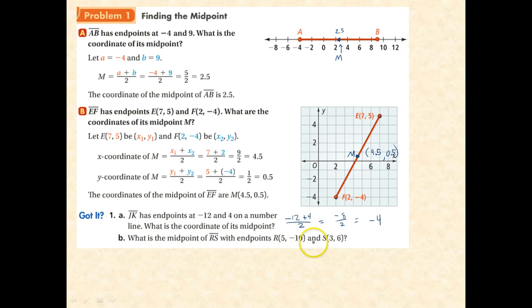What is the midpoint of RS? Well, the x coordinate is the average of the x values, so 5 plus 3 over 2 for the x coordinate. The y coordinate is the average of the y values, -10 plus 6 over 2. That's 8 over 2, which is 4, and -10 plus 6 is -4 over 2, which is -2. So the midpoint is (4, -2).